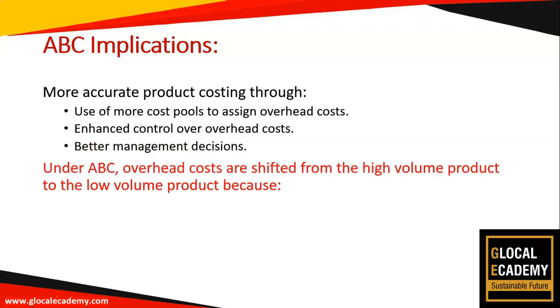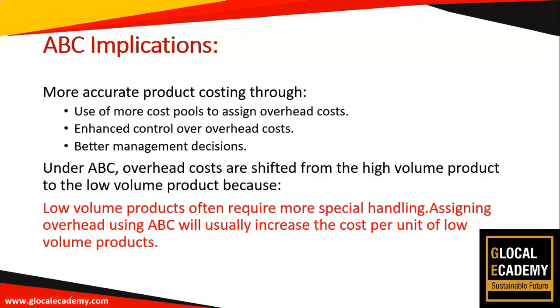Another thing we need to understand is that with activity-based costing, overhead costs are shifted from high volume products to low volume products. In the initial slides I told you that if we don't apply activity-based costing, some of the products will be overcosted and some of the products will be undercosted. So activity-based costing actually fixes that, and shifts the cost from the simple product to the complex product, from the high volume product to the low volume product.